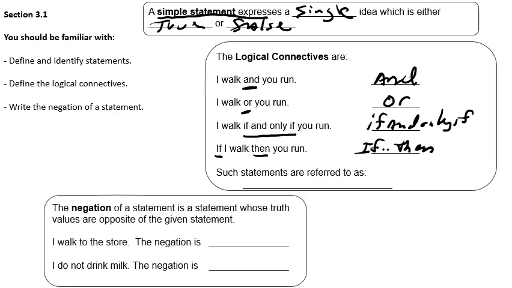Finally, the next thing you need to be aware of is the negation of a statement, which is a statement whose truth values are opposite of the given statement. Now this is important because you can get tricked into thinking something is the negation when it's not. I walk to the store. The negation of this is simply I do not walk to the store.